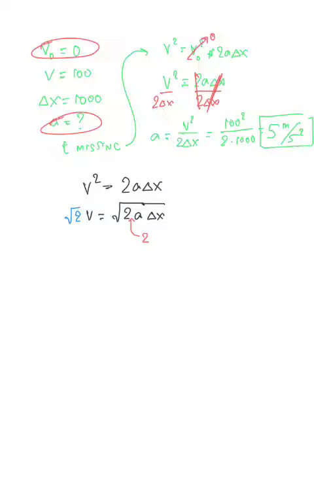And what this is saying is that the final velocity, which originally was 100 meters per second, is now going to be multiplied by the square root of 2. So it will be 100 multiplied by the square root of 2 for that final velocity. And you can leave it in that form if it wants an exact answer, or you can plug this into your calculator and get a decimal answer of 141.21 meters per second.